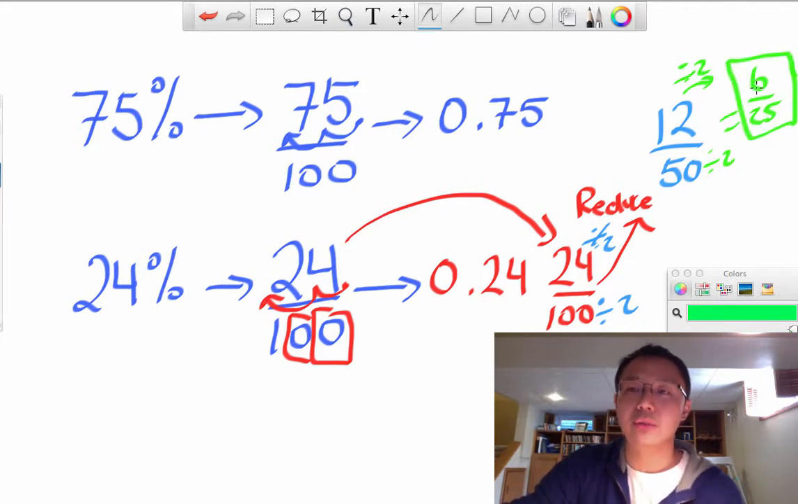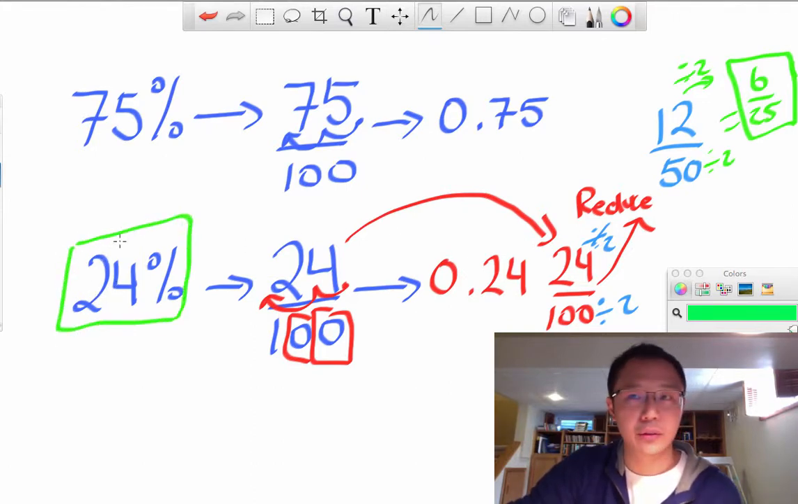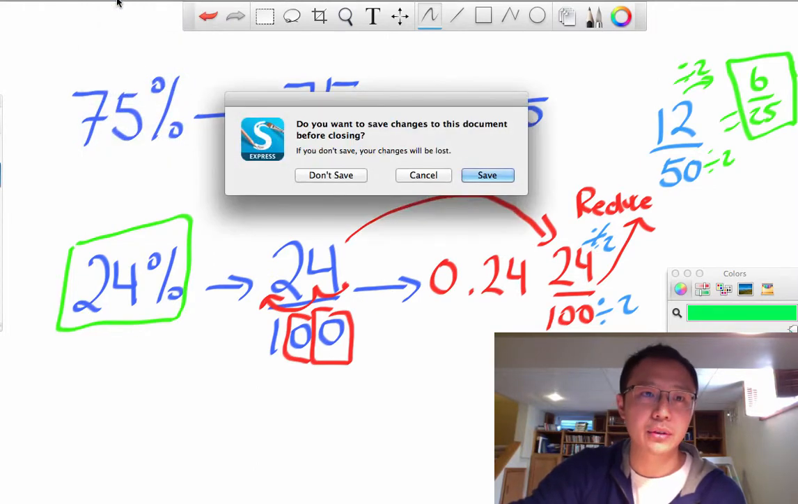So 6 out of 25 is the same as 12 out of 50, same as 24 out of 100, same as 0.24, or the same as 24%. If you don't believe me, take out your calculator, do 6 over 25, 12 over 50, 24 over 100. That's exactly the same thing. So let's do another one.